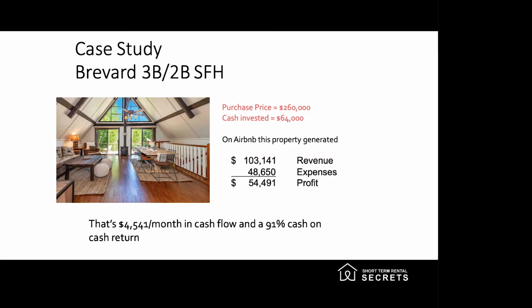Its first year on Airbnb, this thing made $103,000 in revenue. His expenses, including mortgage, utilities, everything, was $48,000. He profited almost 55 grand off of one deal. That's $4,500 a month in cash flow and a 91% return on his money on one deal.